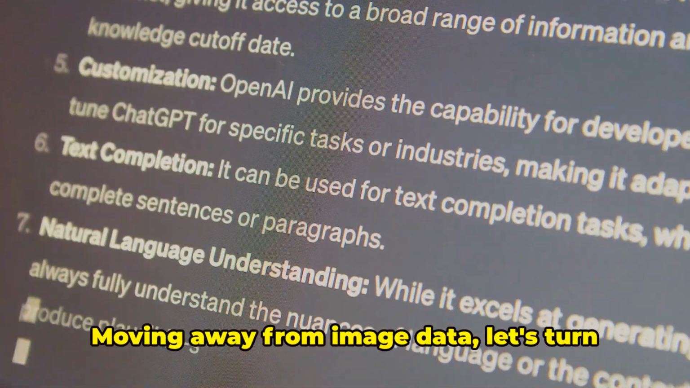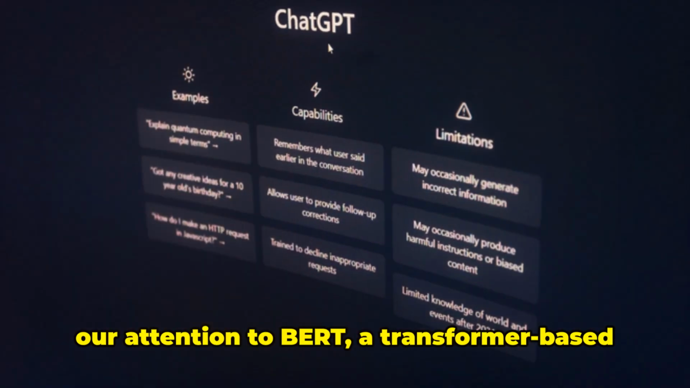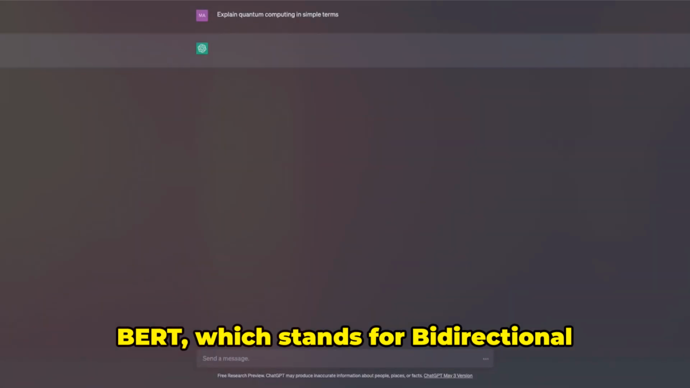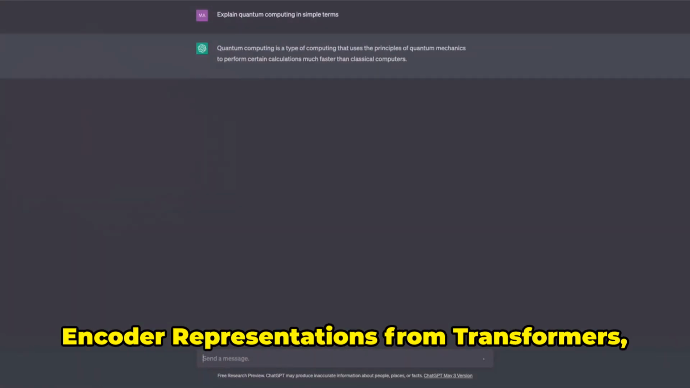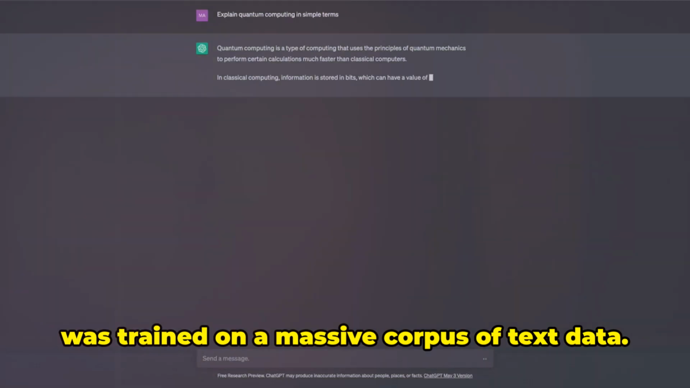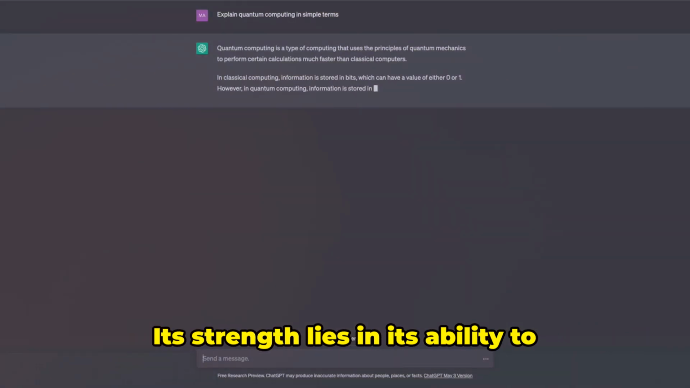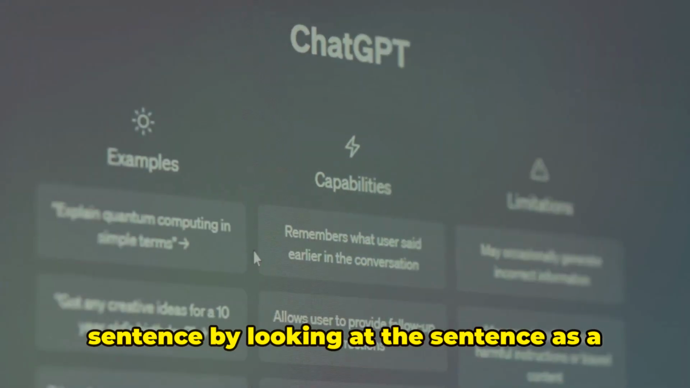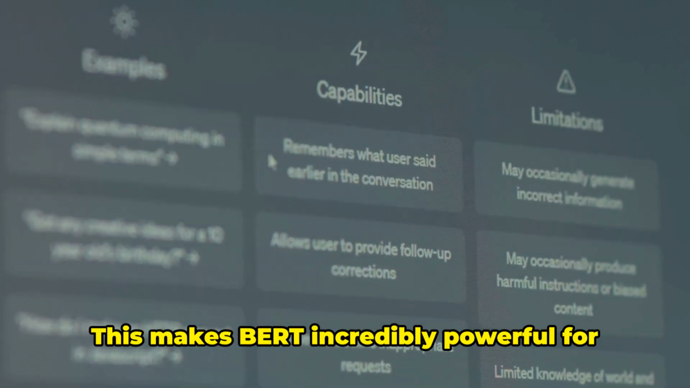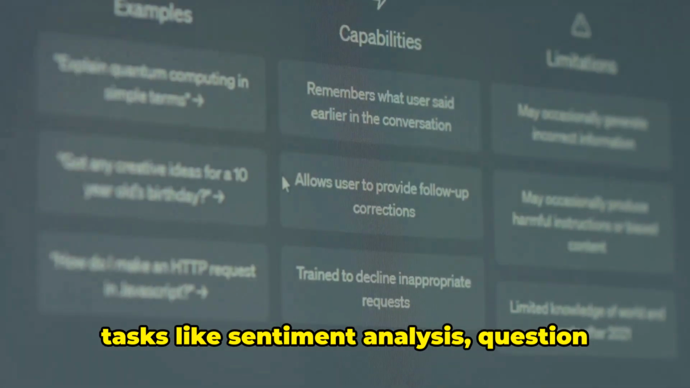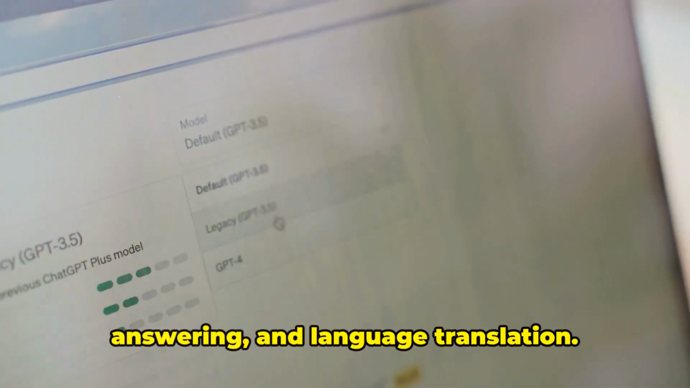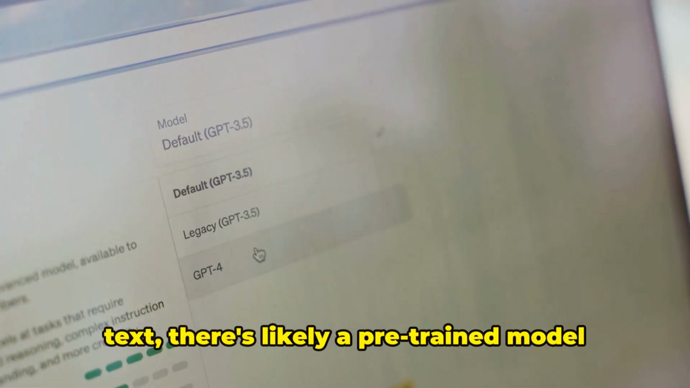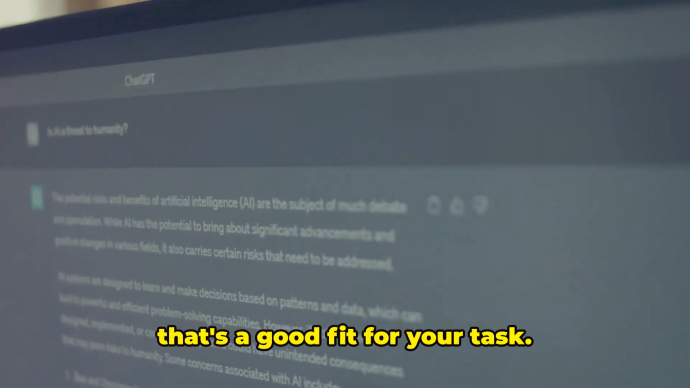Moving away from image data, let's turn our attention to BERT, a transformer-based model that revolutionized the natural language processing space. BERT, which stands for Bidirectional Encoder Representations from Transformers, was trained on a massive corpus of text data. Its strength lies in its ability to understand the context of words in a sentence by looking at the sentence as a whole rather than in parts. This makes BERT incredibly powerful for tasks like sentiment analysis, question answering, and language translation. So whether you're dealing with images or text, there's likely a pre-trained model that's a good fit for your task.